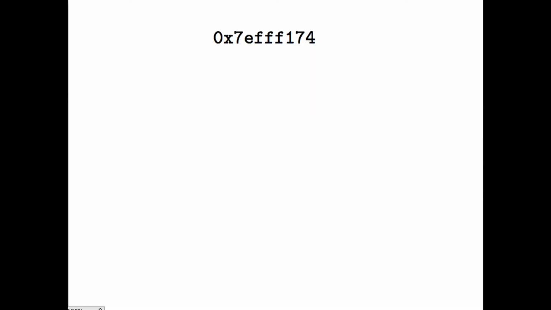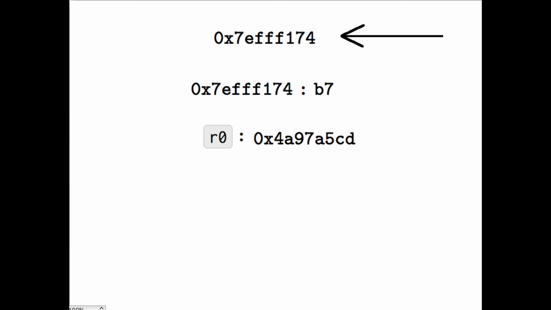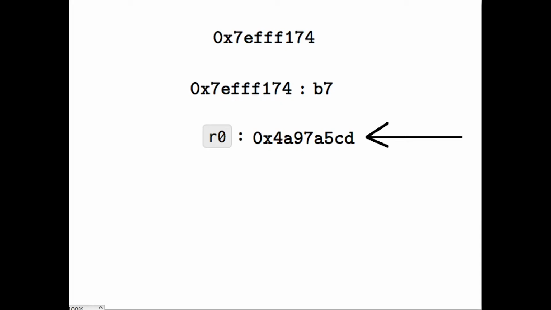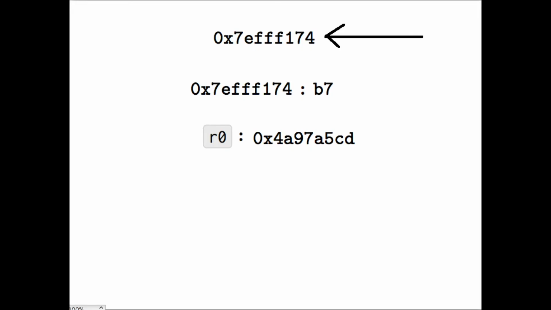For example, if the 8 bits of memory at this address are in this state, and the R0 register of the CPU is in this state, and the control unit is programmed to store 1 byte from R0 at this location, the control unit then, 1, places this address on the address bus, 2, places this data on the data bus, and then 3, places a write signal on the control bus. This causes the bits at this memory location to be changed to this state.